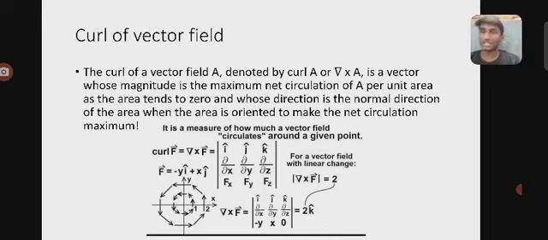So coming to the first topic of our classification of vector fields, it is called the curl of a vector field. The curl of a vector field A, denoted by curl A or del cross A, is a vector whose magnitude is the maximum net circulation of A per unit area as the area tends to 0, and whose direction is the normal direction of the area when the area is oriented to make the net circulation maximum. So generally the curl of a vector field is a measure of how much a vector field circulates around a given point. This can be denoted as curl f equal to del cross f.